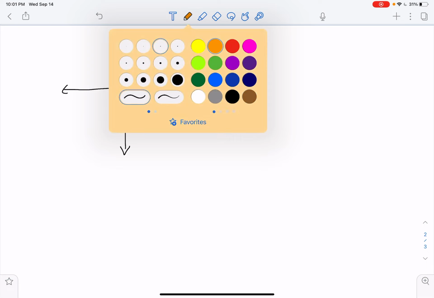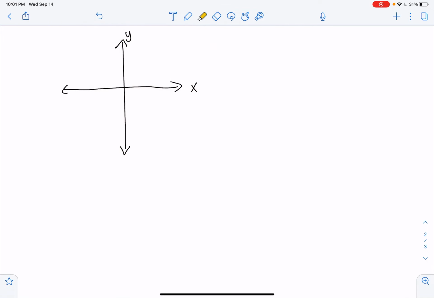Okay, so we're briefly going to talk about domain and range. And so here is our graph. This is our x-axis and this is our y-axis. So domain is pretty much, let me use this. Domain is how far your x points will go.